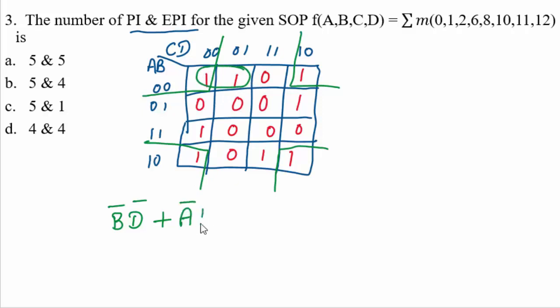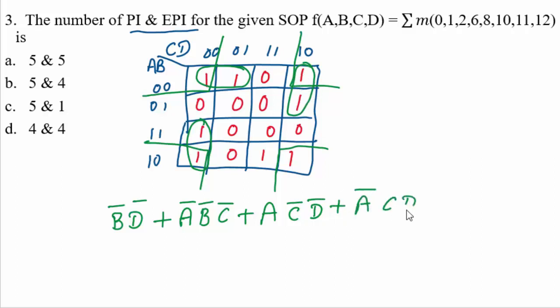It is A bar, B bar, C bar. Plus I can make this one as a pair. So the equivalent value is A, C bar, D bar, and I can group this one also as a pair. So what is the corresponding expression? It is A bar, C, D bar, plus what is the corresponding expression? It is A, B bar, and C. So this is the prime implicants expression.